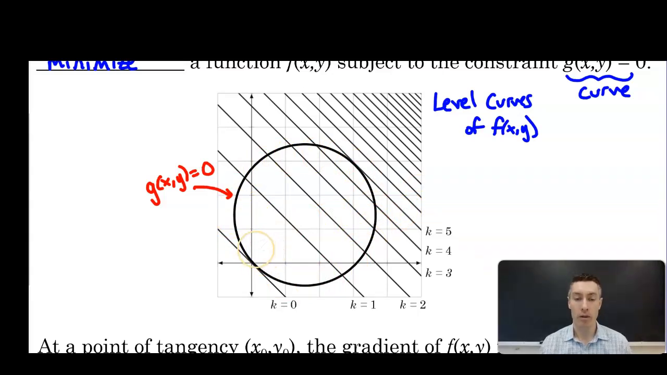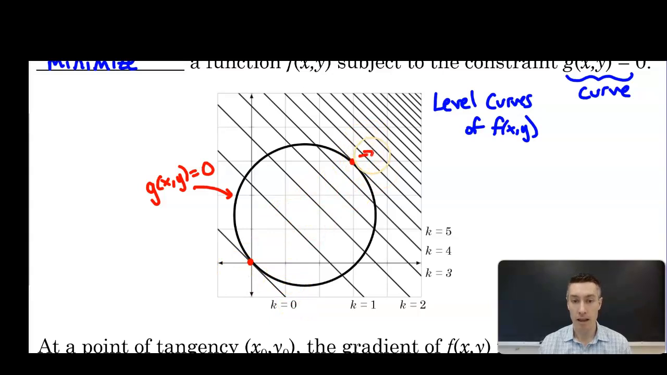So just by investigating, going around the constraint curve, we should see that right here, the output of the function is 5 because we are tangent to the level curve k equals 5 for f. And then here, that is going to be an output of 0 because we are tangent to the level curve of 0 for the function f of x, y. And those will be the largest and smallest outputs.